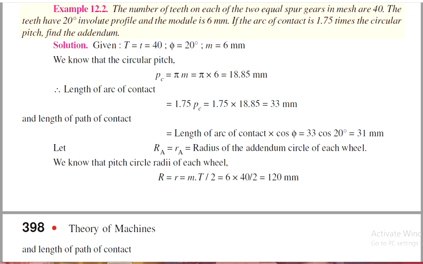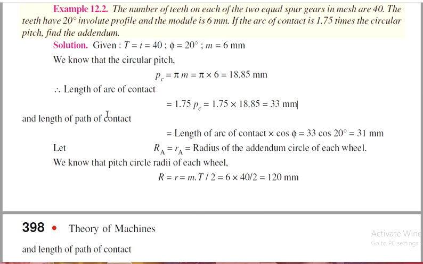So the length of arc of contact, in the problem itself, is given as 1.75 times the circular pitch. We know the circular pitch formula: Pc is equal to pi into module, that is pi into 6, and finally Pc is equal to 18.85. Then arc of contact is equal to 1.75 into Pc, and we get 33.